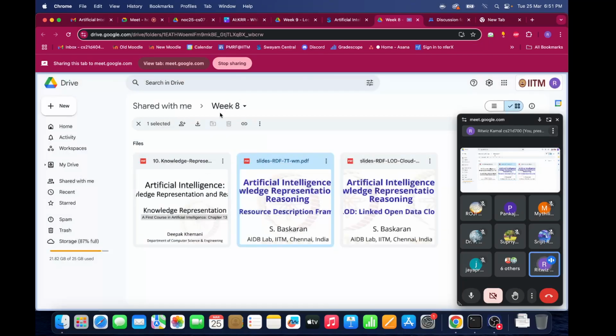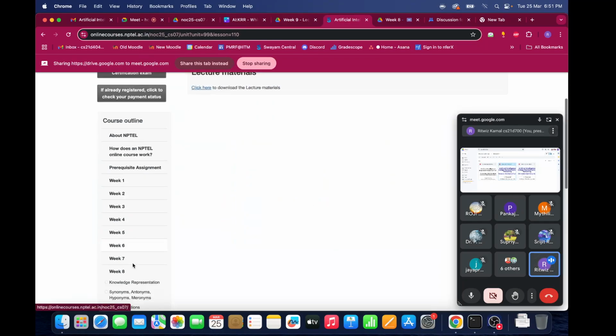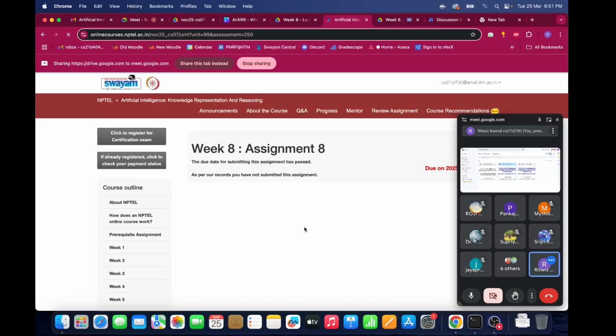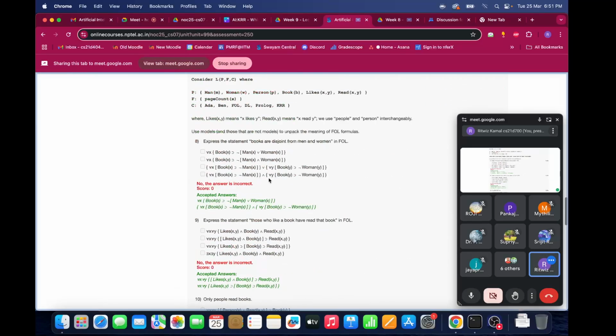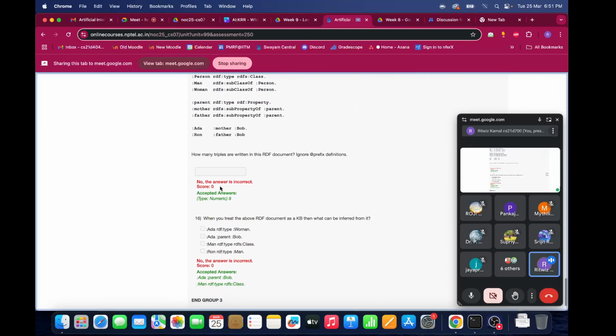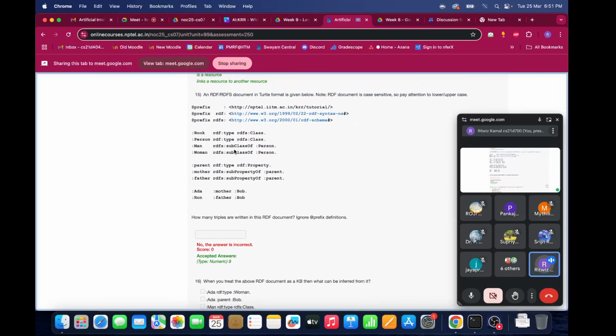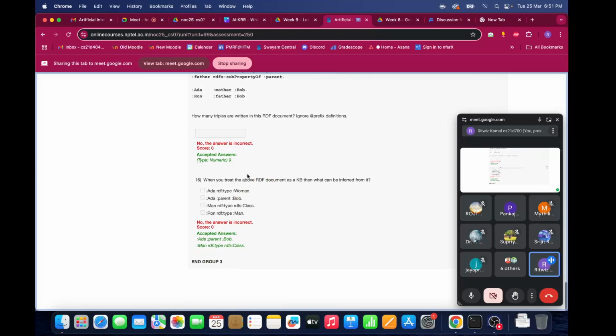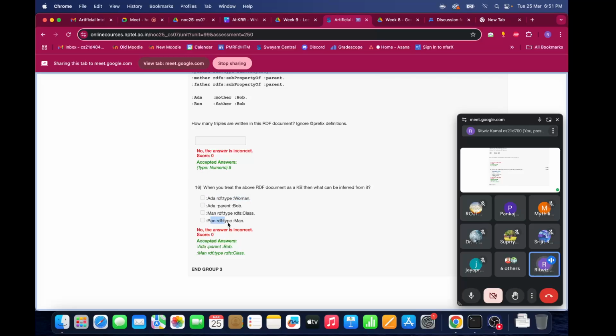But in this assignment, that information about the domain and range of the property is not given to us. So although based on the English language we know that mother will obviously represent the relation from the set of women to the set of people, we can't enforce that because that is not explicitly specified to us in this RDF document. Right? That's why the first option is incorrect and the second option is incorrect.